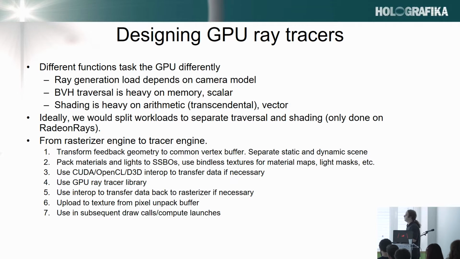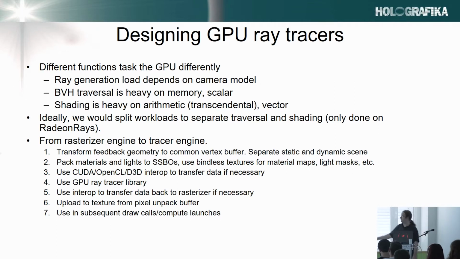Okay, very quickly, a few words about designing GPU ray tracers. We have different functions that test the GPU very differently. Ray generation load depends on the camera model. Usually this is the easiest part if you have a simple pinhole camera. BVH traversal is very heavy on memory and scalar, so you need lots and lots of main GPU memory data. Shading is heavy on arithmetic, transcendental and vector operations. So ideally, we should split the workloads to separate traversal and shading. This is only done by Radeon-Rays.